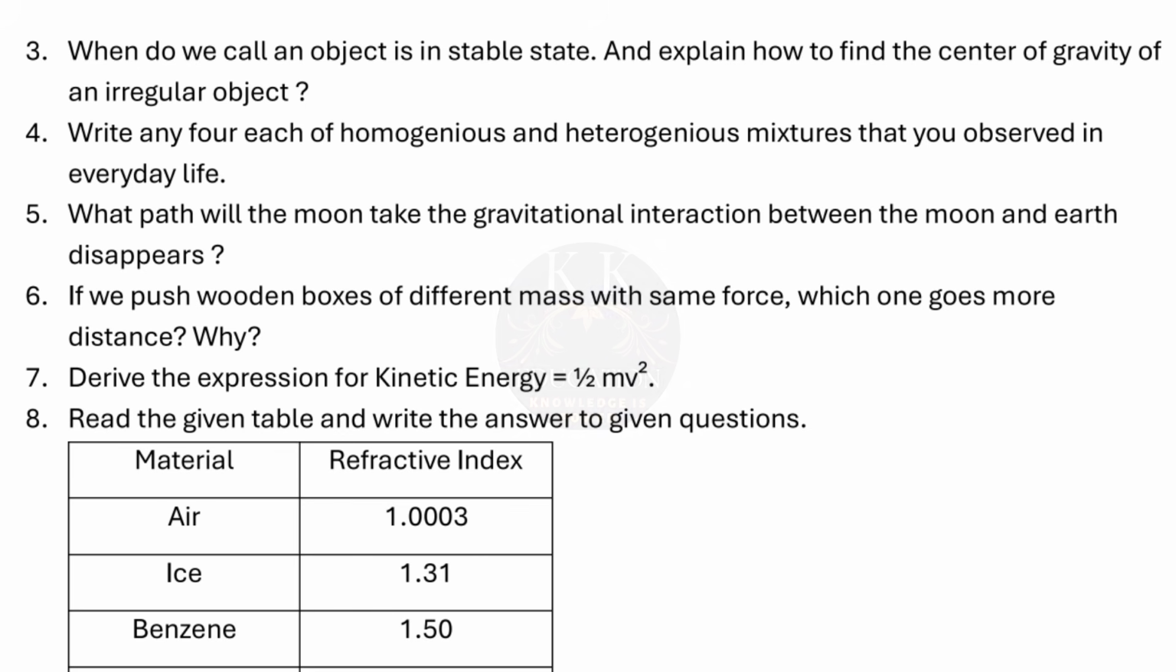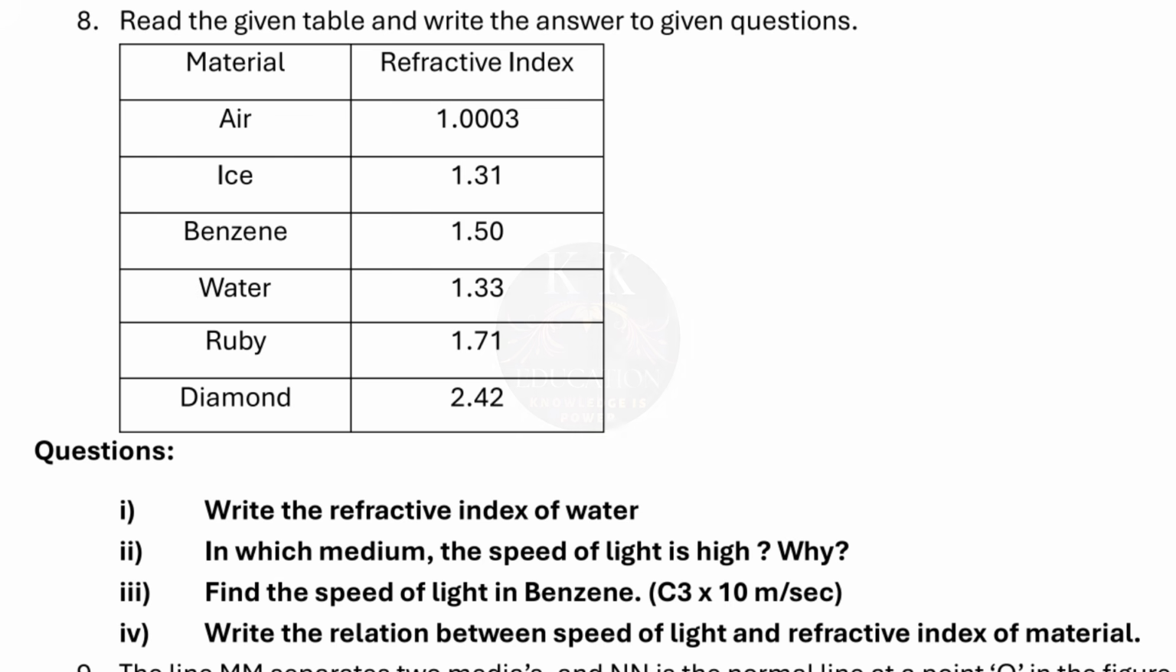Now 8th one, read the given table and write the answers to the given questions. So here, look at the children, one table is given to us with material and refractive index, and below some questions are given to you. For example, first one, write the refractive index of water. Second one, in which medium is the speed of light high and why? Third question, find the speed of light in benzene. And fourth one, write the relation between speed of light and refractive index of a material.